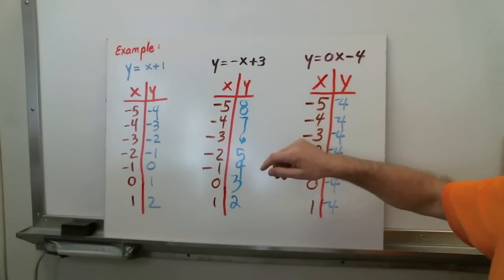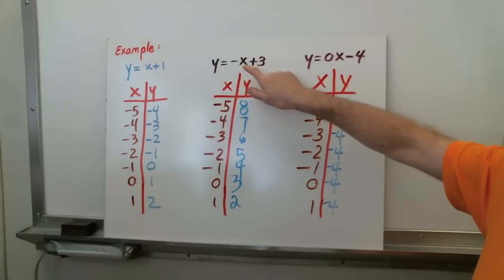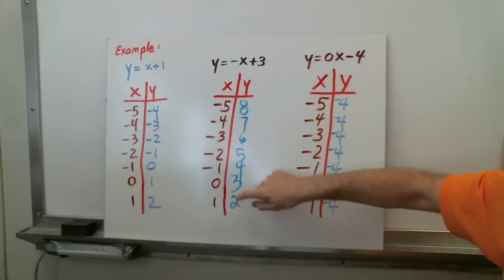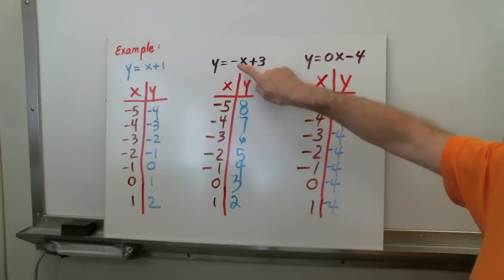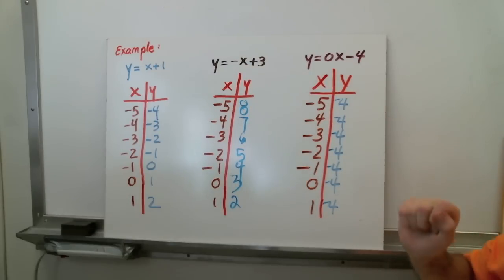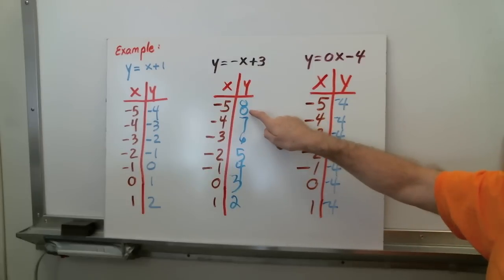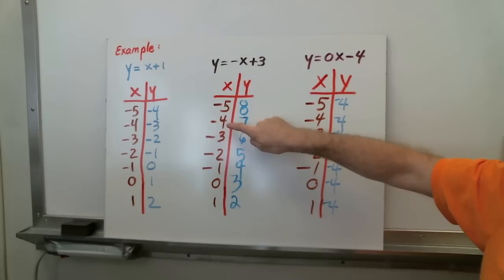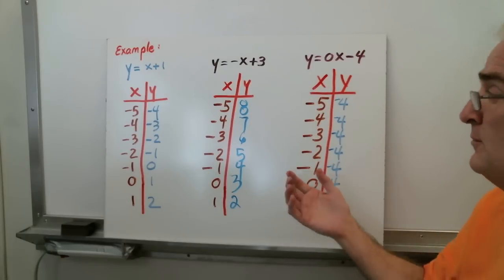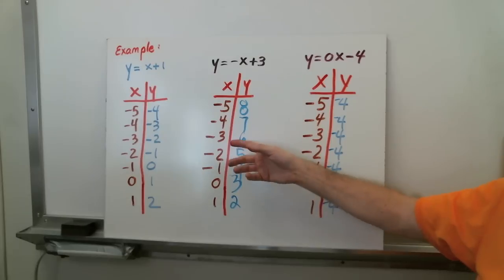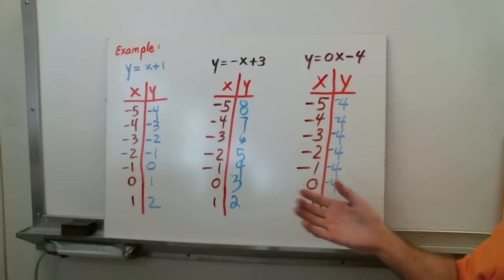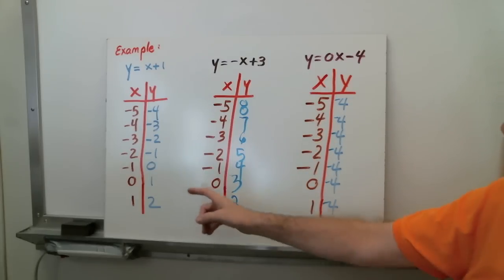Let's take a look at the middle one. We're looking at y equals the negative of x plus 3. So we're going to substitute the same value in here. If we substitute a -5, a negative times a negative is a positive, so that becomes 5. 5 plus 3 is 8. We substitute a -4 in there. A negative times a negative is +4. +4 plus 3 is 7, and so on. So we get ordered pairs that look as follows here. So we now have two sets of data.